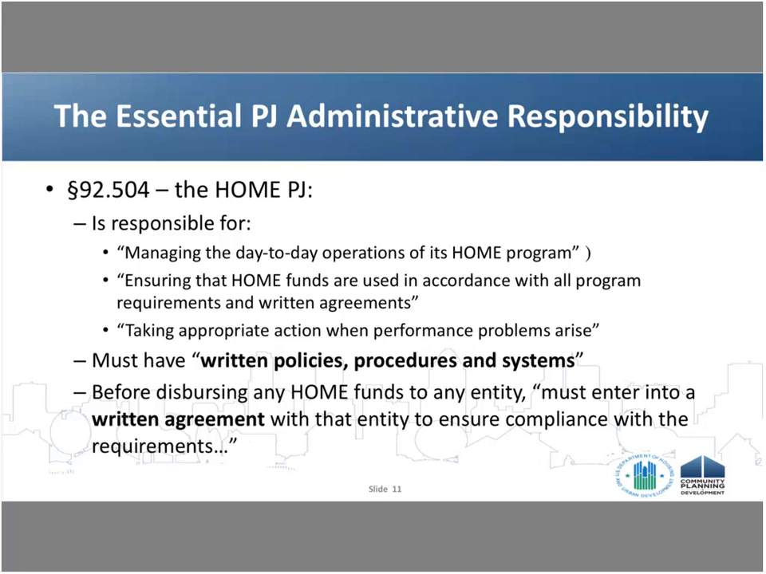Now, in addition, 92.504 tells us that the PJ must have written policies, procedures, and systems to control its program, and that before disbursing any HOME funds to any HOME entity, the PJ or its subrecipient must enter into a written agreement with that entity or individual to ensure compliance with the requirements. Both of those are really, really critical, and we will be spending a lot of our time today talking about those two elements in particular.